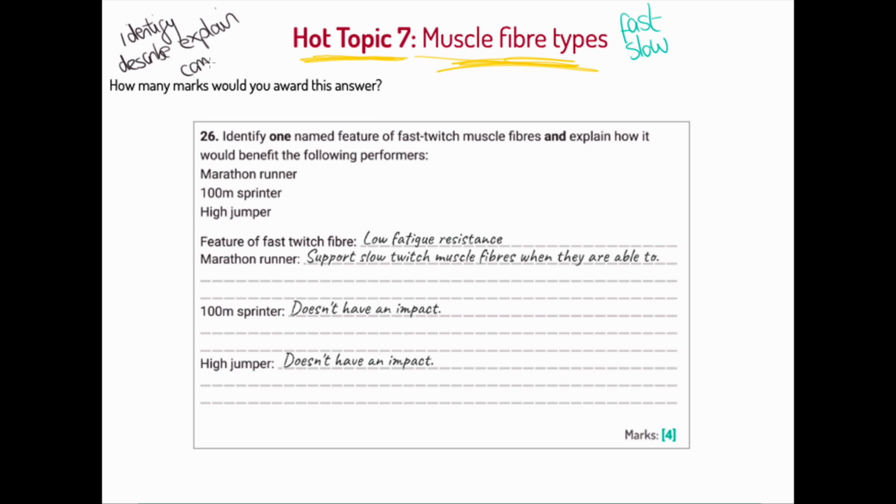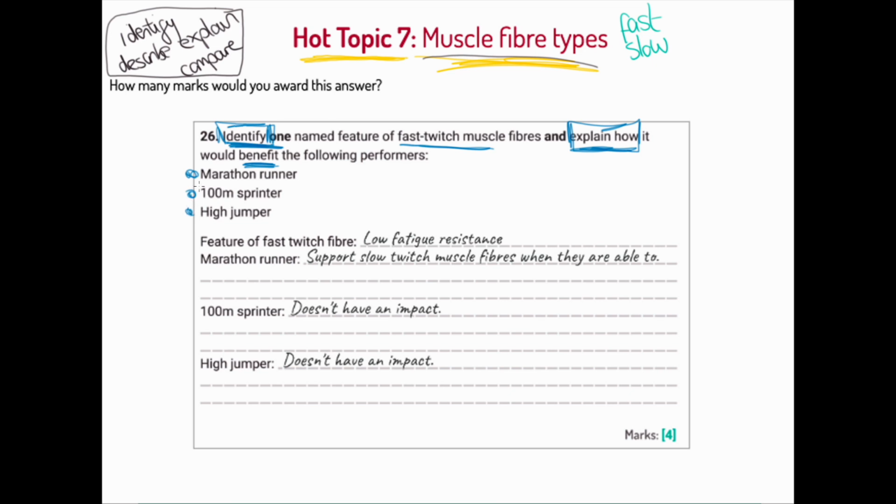And another question that I've seen on the iGCSE is compare. So these are your different skills, the different command words that you might need to talk about muscle fibre types. So make sure you're practicing that before your exam. We are going to go down. As usual, we've got a question. Identify one named feature of fast twitch. And then explain how it would benefit the following performances: marathon, sprinter, high jumper.